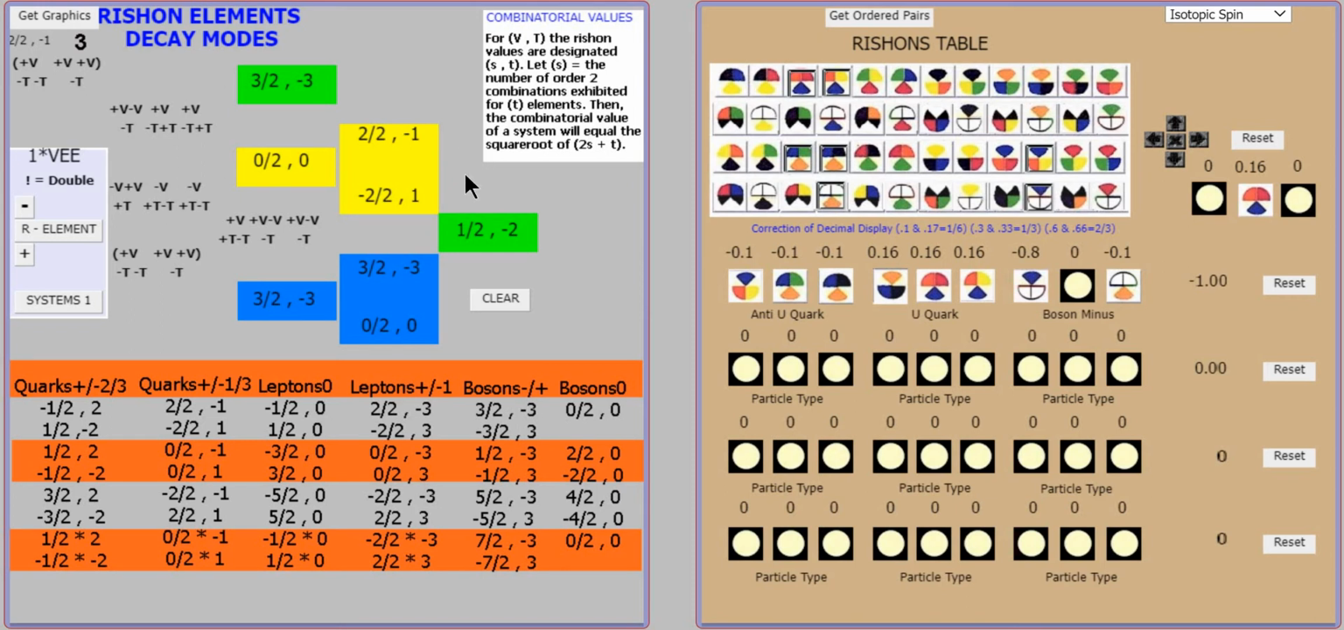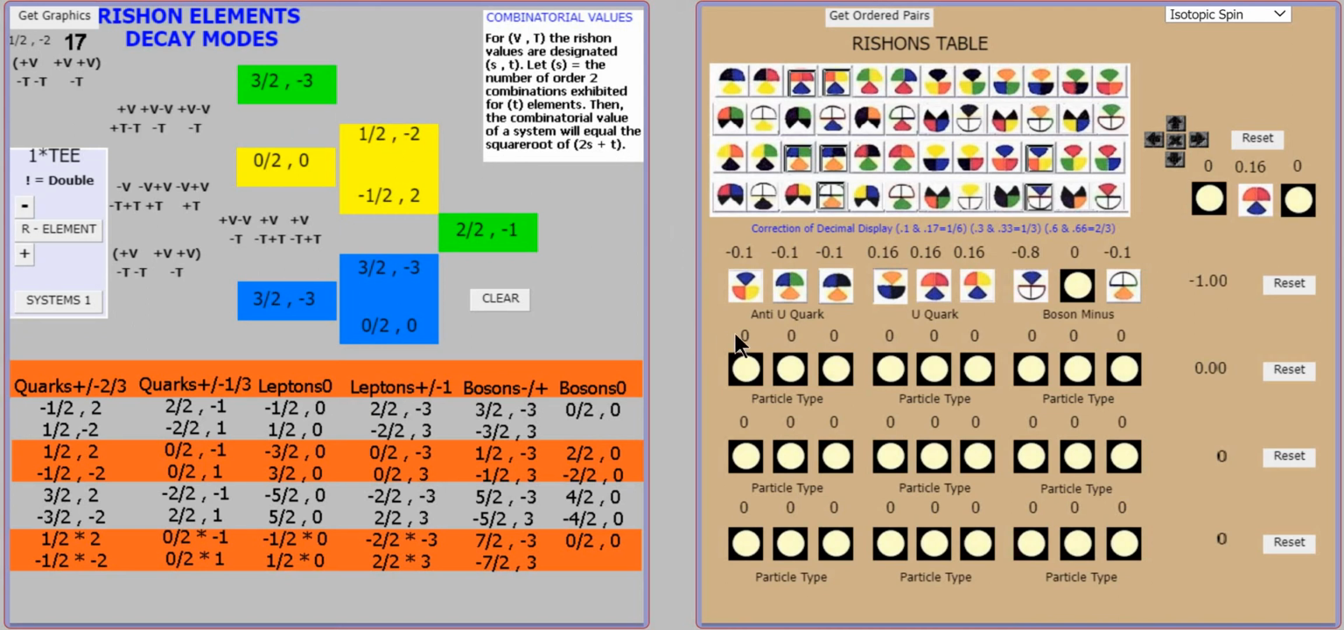We can change the particle-antiparticle pair again by decreasing the V and increasing the T, so that now we have a U and anti-U particle pair, which will make the decay product of the boson minus, or W boson, an anti-U quark and a D quark.